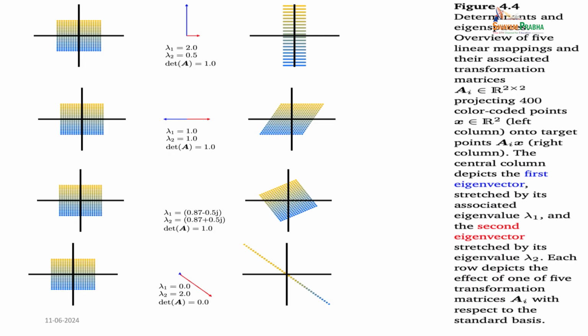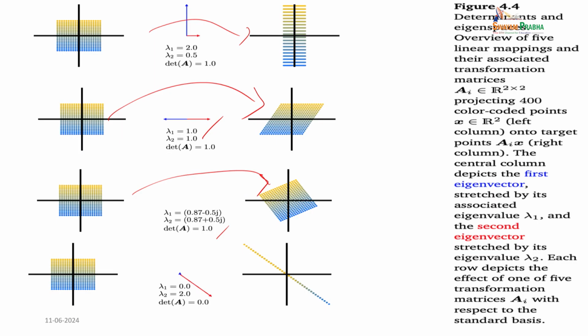This is the corresponding picture representation for the choice of lambda 1 and lambda 2. The first figure says that lambda 1 equal to 2 and lambda 2 equal to 0.5, and we find the determinant is 1 for the corresponding mapping. Then if lambda 1 equal to 1 and lambda 2 equal to 1, the determinant of A is also 1, and the corresponding mapping is represented like this. Similarly, lambda 1 equal to 0.87 minus 0.5j and lambda 2 equal to 0.87 plus 0.5j. With determinant 1, the mapping is in the form of a rotation.